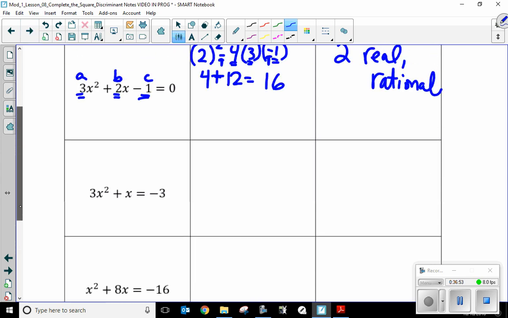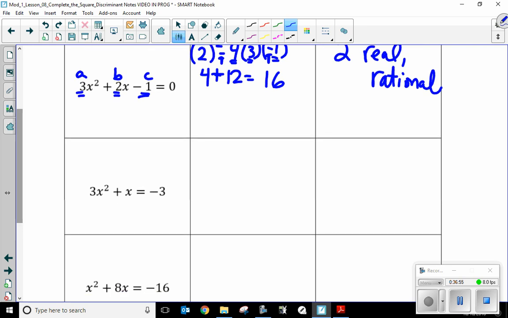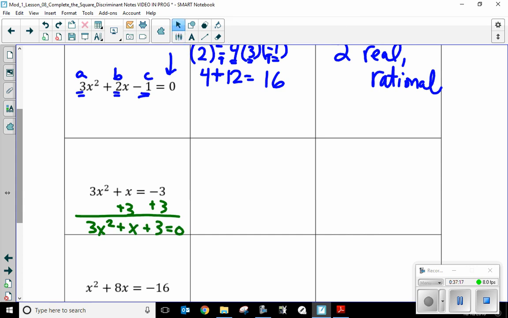3 more. So if you want to pause this and do those, go ahead. But just like everything we do with quadratics, make sure it's equal to 0 first. Go, because I'm about to start right now. I'm going to add 3 to both sides. And I should have 3x squared plus x plus 3 equals 0. My A is 3, my B is 1, because it's a 1 there, and my C is 3.